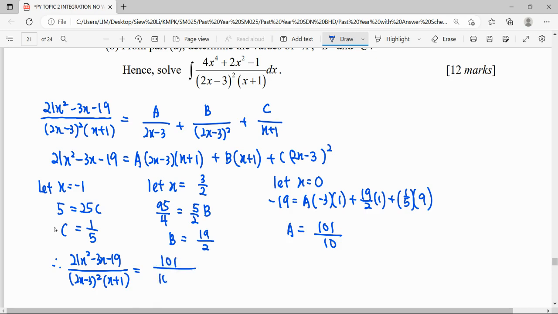A is 101 over 10. B is 19 over 2. C is 1 over 5.